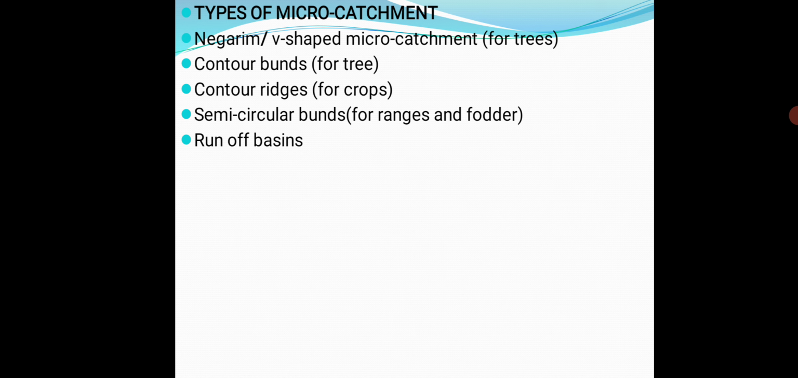The types of microcatchments are Negarim or V-shaped microcatchment for trees, contour bunds for trees, contour ridges for crops, semicircular bunds for ranges and fodder crops, and runoff basin.